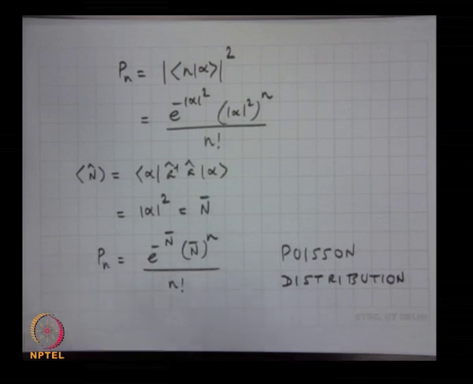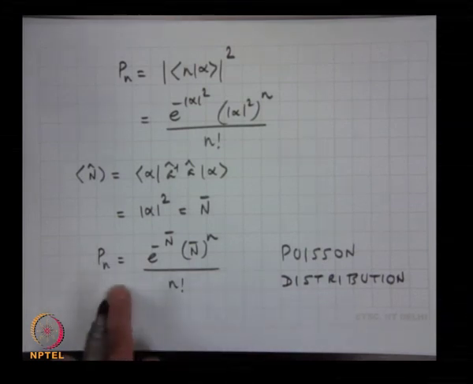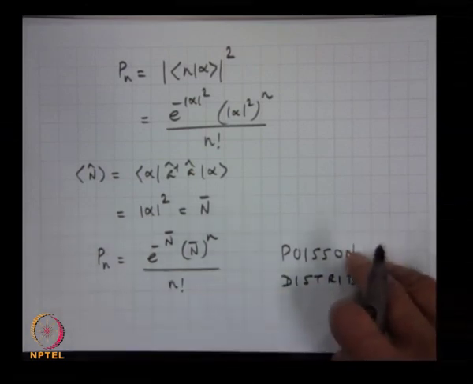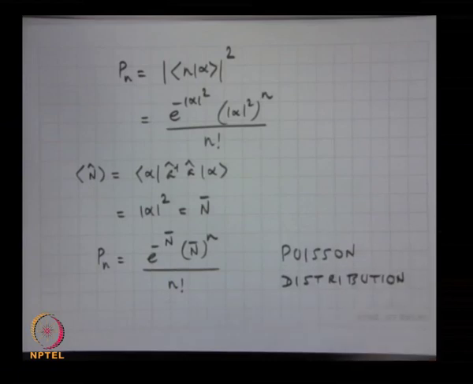So the probability of observing n photons is given by this equation. For example, the probability of observing 0 photons is exp(-n bar), with n equal to 0. The probability of observing 10 photons is exp(-n bar) n bar^10 divided by 10 factorial. So this is a state of superposition of the |n> states, and what we have calculated is the probability of observing a certain number of photons in that state.